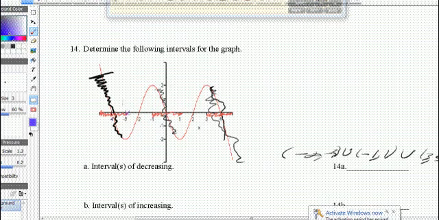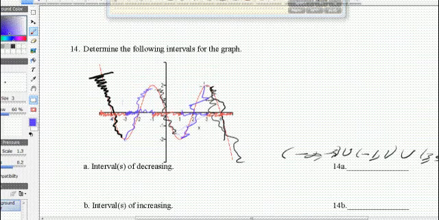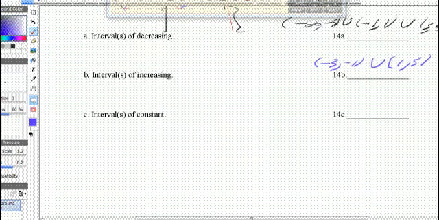Now, look at the interval of increasing. Increasing goes from where? Here to here, because this is where it's increasing. Increasing goes from where? Here to here, because that's where it's increasing. So my answer should be from negative 3 to negative 1, or 1, 2, 3. And constant does not exist, because when it says constant, it should be where the graph is flat.